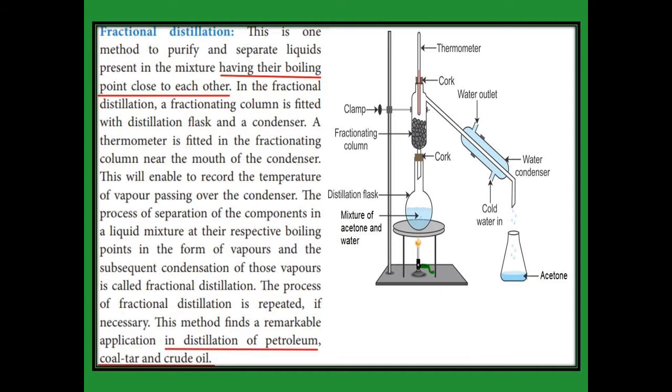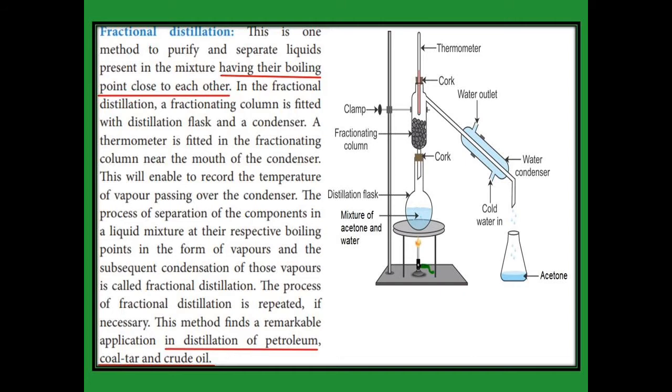In simple distillation, the boiling point difference is 40 Kelvin and above, but in fractional distillation, the boiling points are very close to each other. So at that time we have to use the fractionating column. You see the diagram: the distillation flask is fitted with the fractionating column. That fractionating column is attached to the side tube, which is surrounded by cooling water, so it is a condenser. That condenser is then joined with the reservoir.